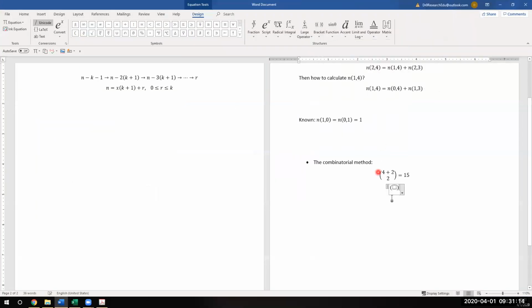So simply you have this: x plus y choose x, and x plus y choose x equals x plus y choose y. Okay, this is the basic property of combinatorics.